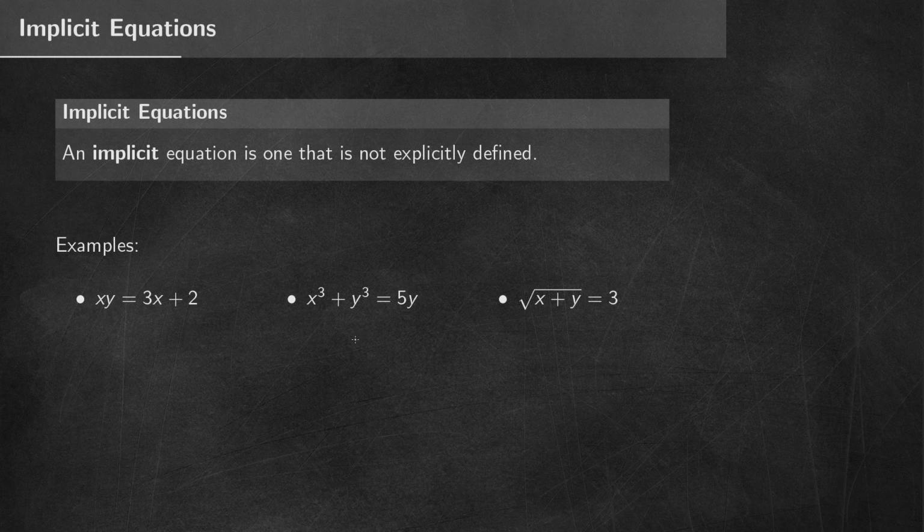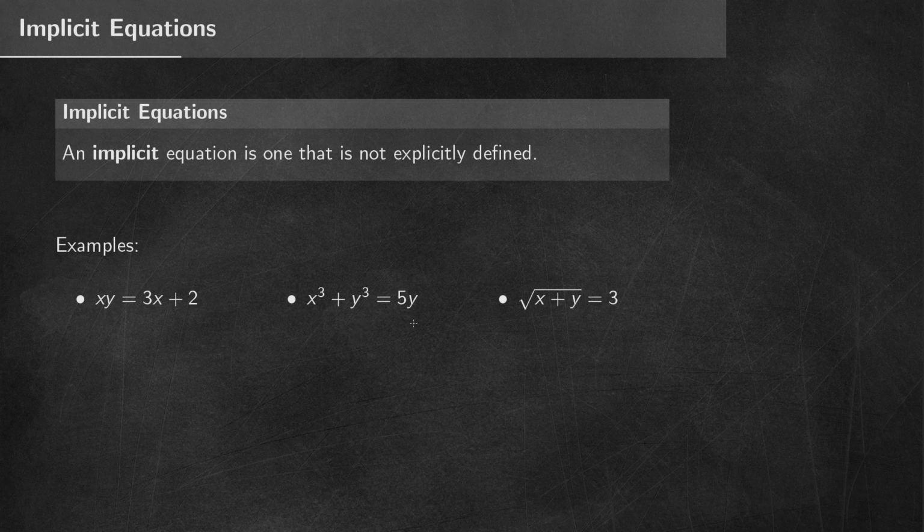Second example, x cubed plus y cubed equals 5y. This is not an explicit equation because we don't have y by itself on one side of the equation or x by itself on one side of the equation. Even if we wanted to, we would not be able to solve this equation for y. So we cannot write this in explicit form if we want it in the form of y equals a function of x. However, we could solve this equation for x.